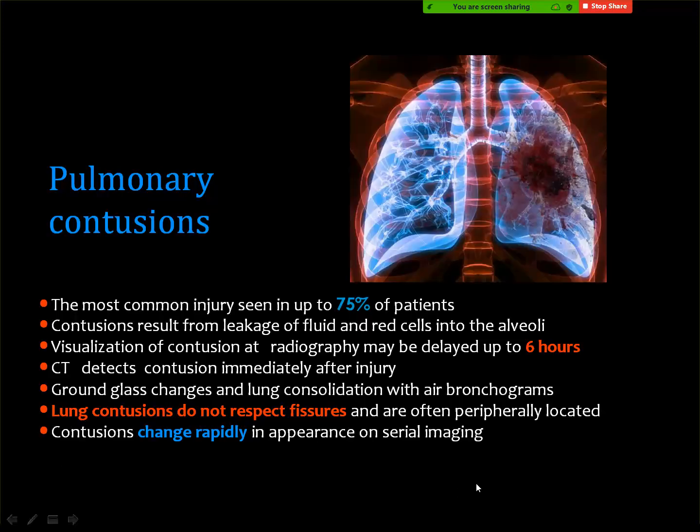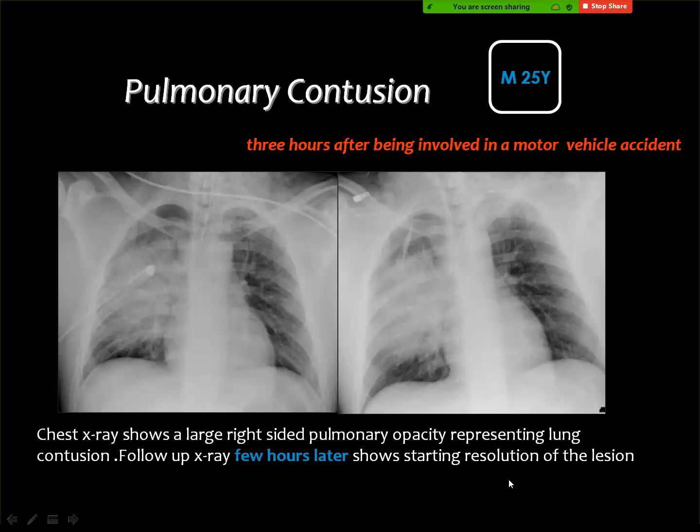Pulmonary contusion is the most common pulmonary opacity in cases of blunt chest trauma. And the pulmonary contusion will appear immediately in the CT scan and may be delayed in the X-ray up to 6 hours. Pulmonary contusion changes rapidly, and by follow-up, you get a significant change in the contusion. But the aspiration pneumonia or the fat embolism do not change as rapidly as a pulmonary contusion.